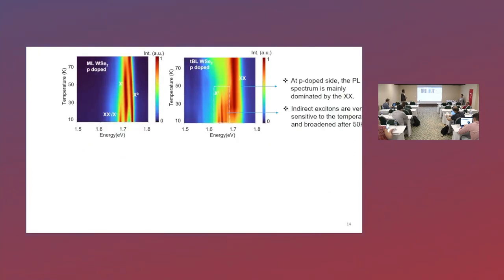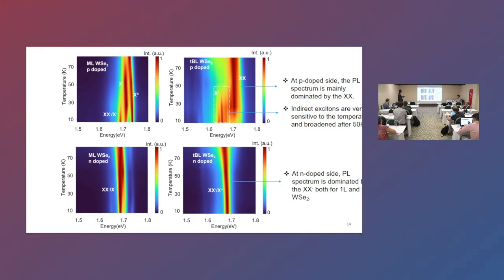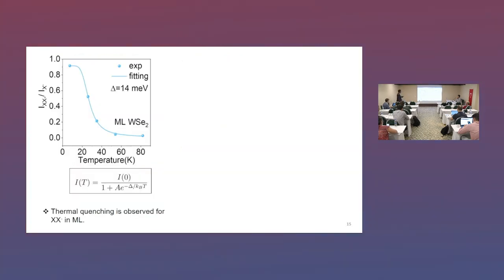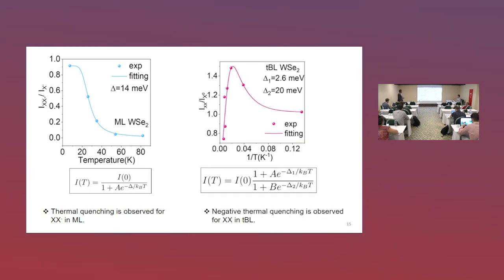we have this. And from the temperature dependence, we can clearly see how that is different. You can clearly see the twisted bilayer case is dominated by the indirect peak, but here it is already broadened, okay? And for both cases, for n-type, it is mainly dominated by the charged excitons, okay? So we fitted the temperature dependence to get the binding energy. The XX minus is the charged biexciton. We fitted it with the normal Boltzmann equation. And from there, we get a binding energy near 14 meV. That is theoretically and experimentally similar to what we have observed.